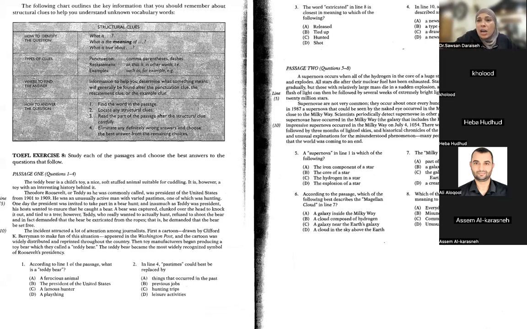In line 10, a cartoon, all of us watch cartoons, our kids do, right? Could best be described as, line 10. Here's extricated, line 10, and then, sorry, this is what? We said line 8, 9, 10. So the incident attracted a lot of attention among journalists. First, a cartoon, and then look, drawn by Clifford Berryman to make fun of the situation. So a cartoon is a newspaper, a type of teddy bear, a drawing with a message, a newspaper article.